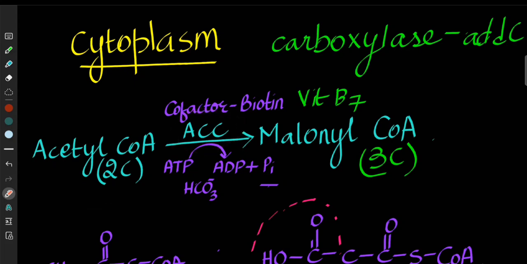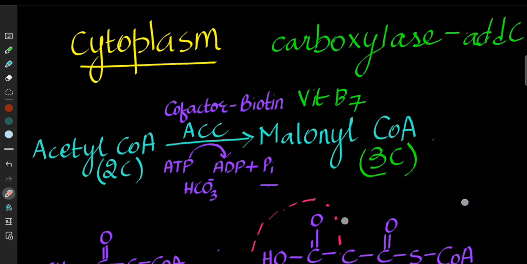And then we have a cofactor, which is biotin, also known as vitamin B7. Then we have ATP and bicarbonate ions. All these things are going to produce a compound called malonyl coenzyme A, which is a 3-carbon compound. So now let us see how they look.